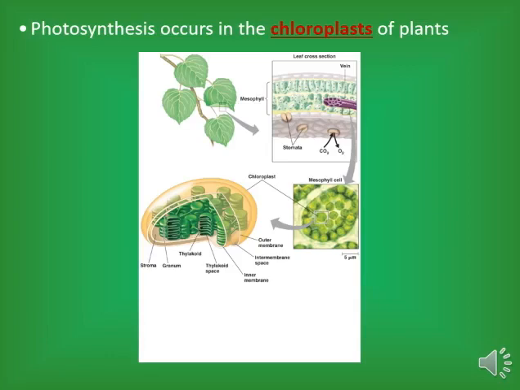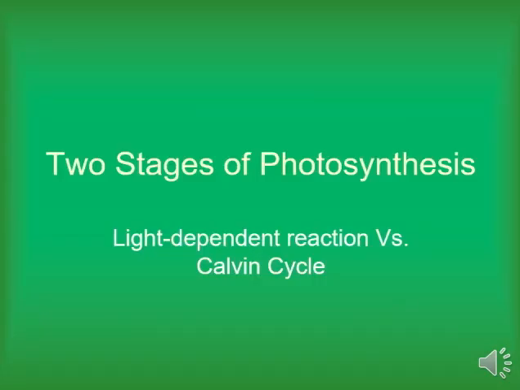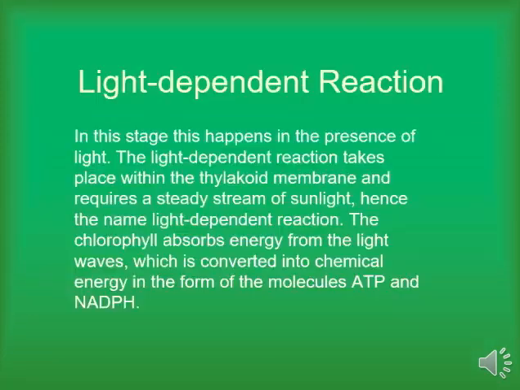Chloroplasts are plant cell organelles that convert light energy into relatively stable chemical energy via the photosynthetic process. In this figure, we have the parts of the chloroplast: the outer membrane, the intermembrane space, the inner membrane, the thylakoid space, thylakoid, granum, and stroma. There are two stages of photosynthesis: the light-dependent reaction and the Calvin cycle.